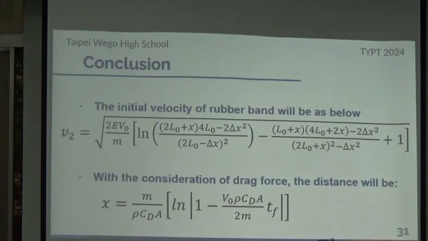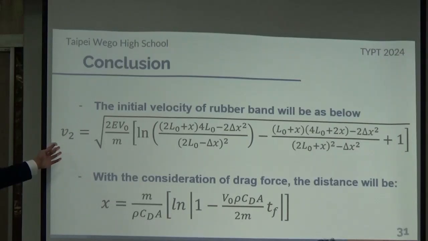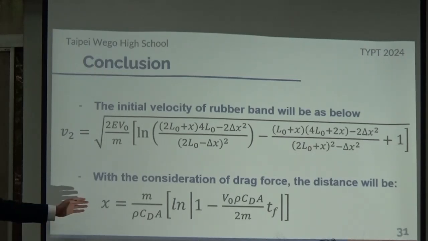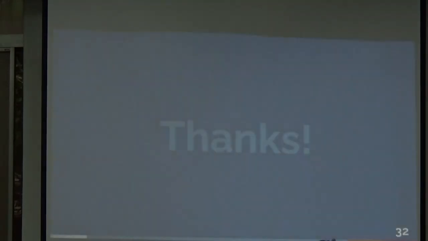And here's the conclusion. We know that the initial velocity of the rubber band will be as below, as previously described, and with the consideration of drag force, the distance will be like this, and the maximum distance of our theory is as shown. Thank you.